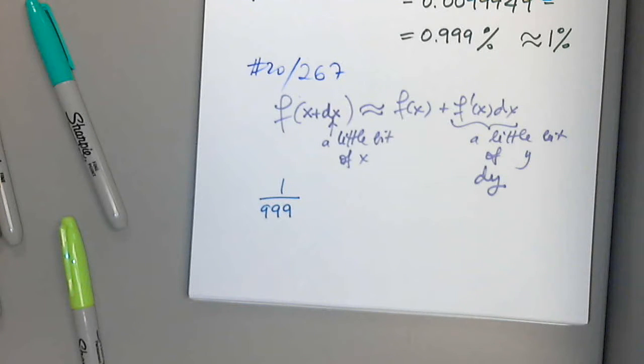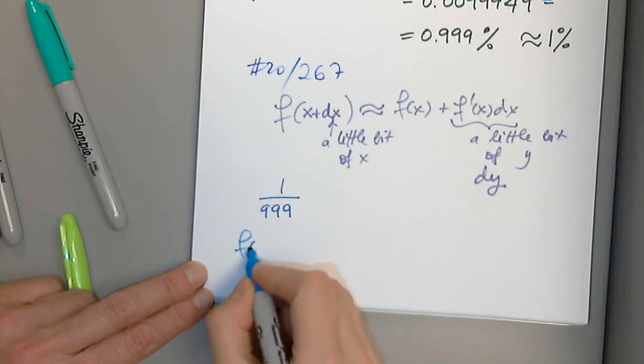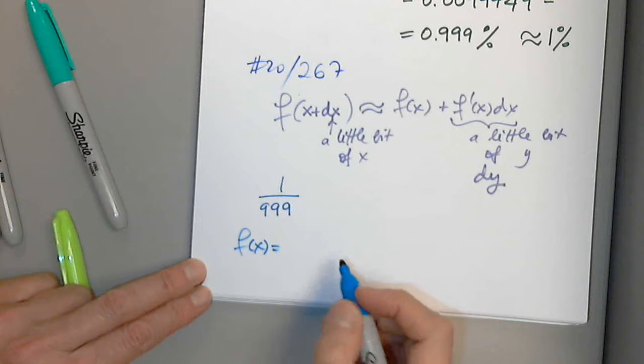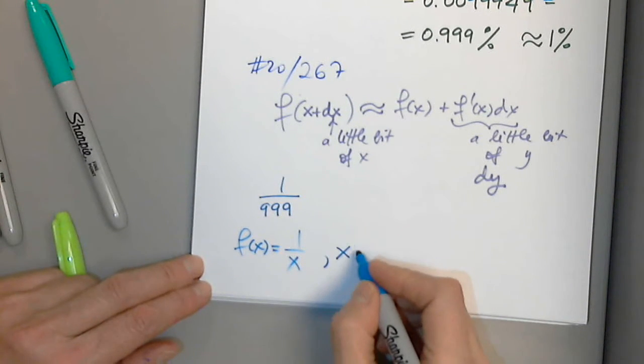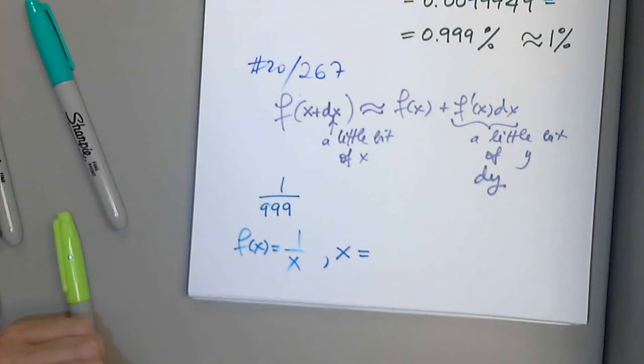Now I have to identify x, and of course I have to identify the function in question. Can anyone tell us what this function is? 1 over x, of course. It's 1 over x. Good. Can anyone identify x? 999. Careful. Something nice.